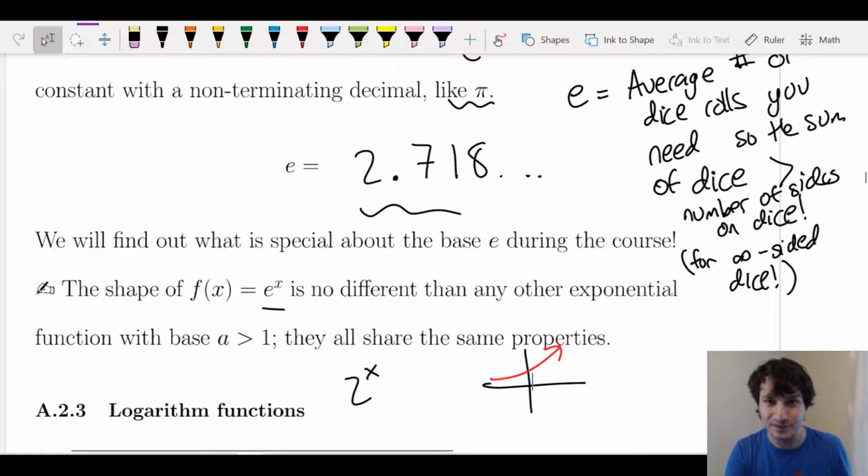Okay, that's it for exponentials. I think we can do logarithms in the same video. Actually, why not? We're already doing a bunch of videos. Let's do logarithms in a separate video.